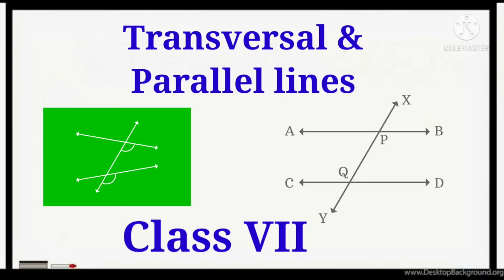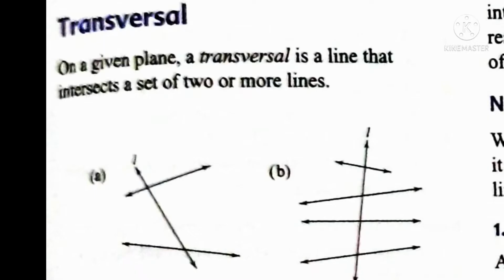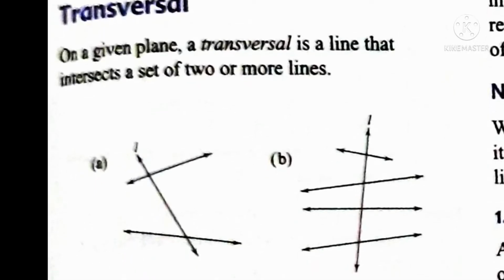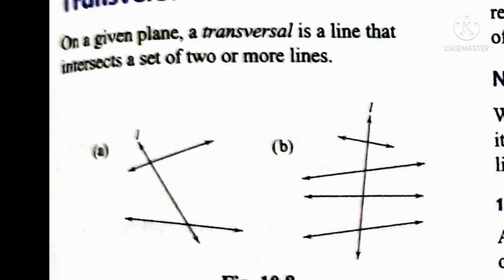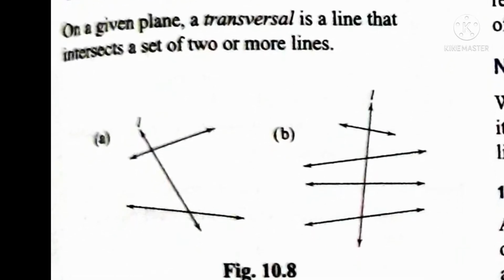So today in this video lecture I am going to discuss transversal and parallel lines. So let us start with transversal. So what is a transversal? It is a line which intersects a set of two or more lines.